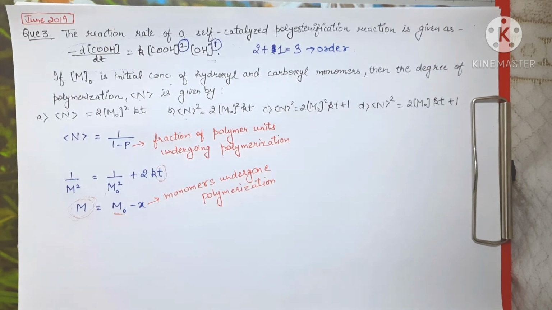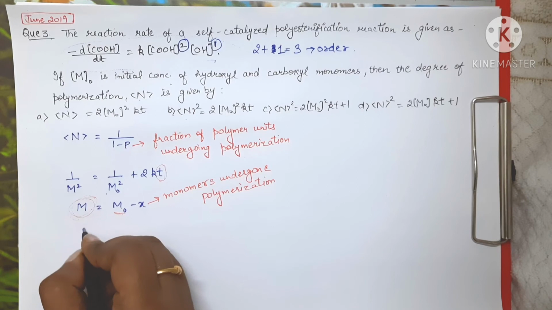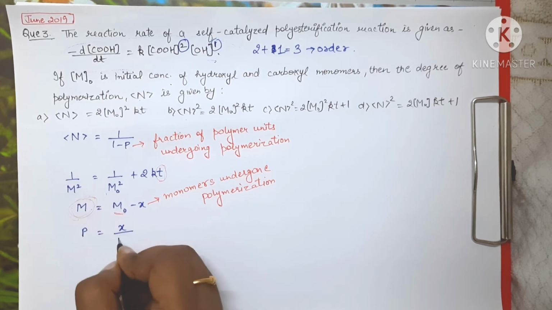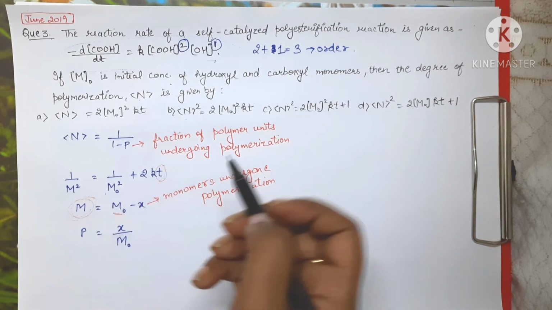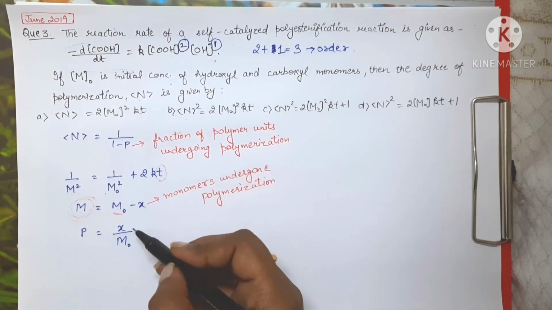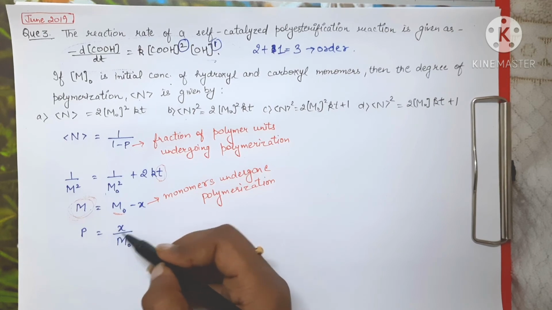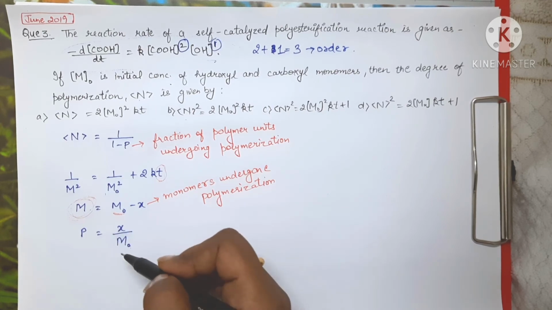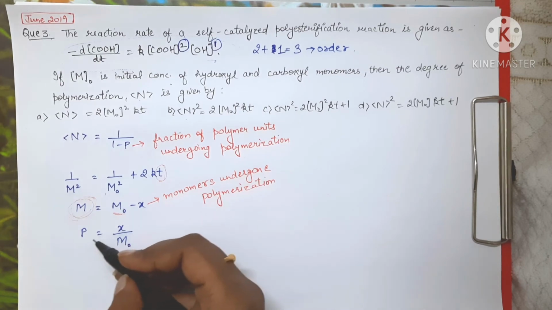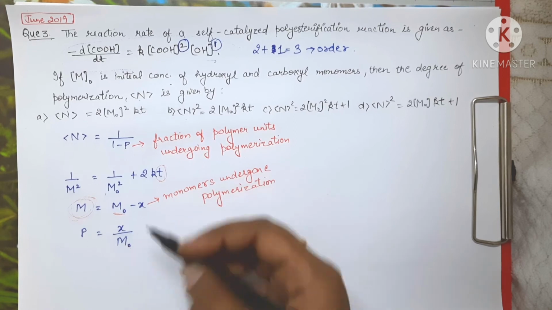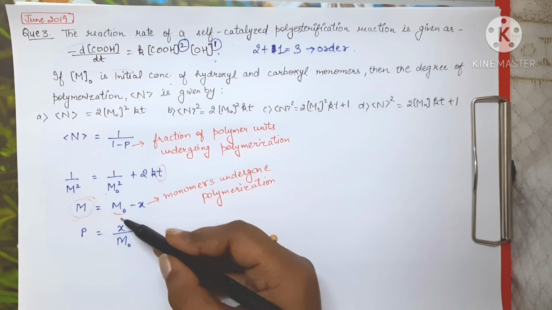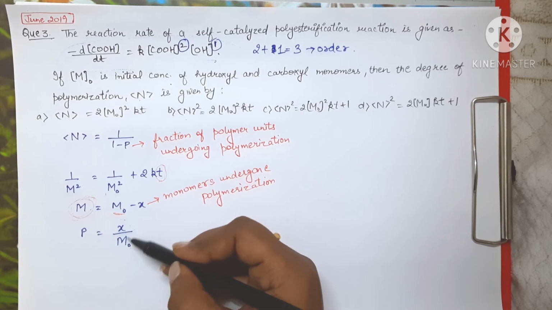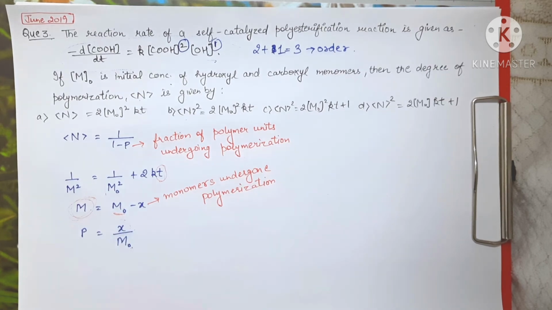So now what's next? P will be equal to x upon m naught, right? The fraction will be equal to x upon m naught. X is the monomer undergone polymerization divided by total number of monomers. So that will give you the fraction, right? The fraction of polymer units which have undergone polymerization. How can you find that? The monomers undergone polymerization divided by the total number of monomers.